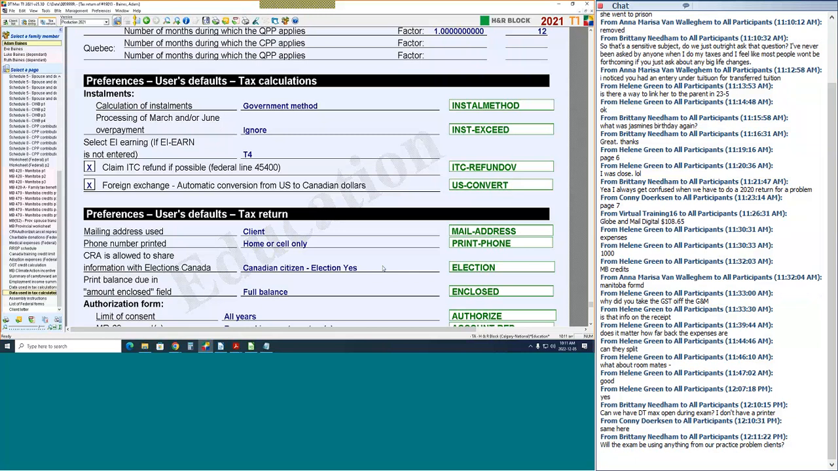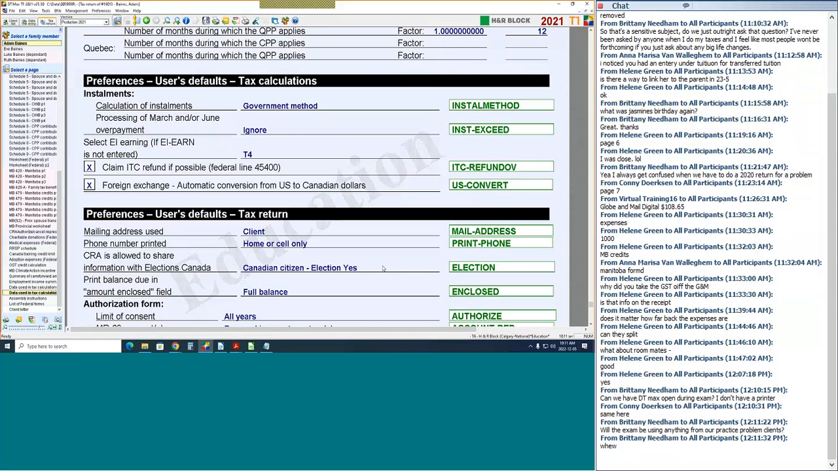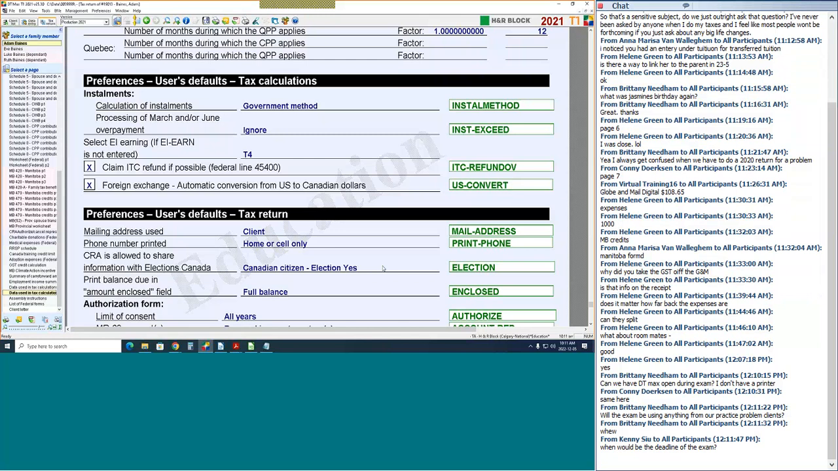Brittany, will the exam be using anything from your practice problem clients? Nope, it will not. It will be completely fresh. That's only fair because I gave you the answers for the practice problem clients. And don't worry, we're not going to ask you the hardest TPS question we could think of. We're asking you, can you do a return that demonstrates that you have learned what we've taught you in this course? So we're not out to trick you.